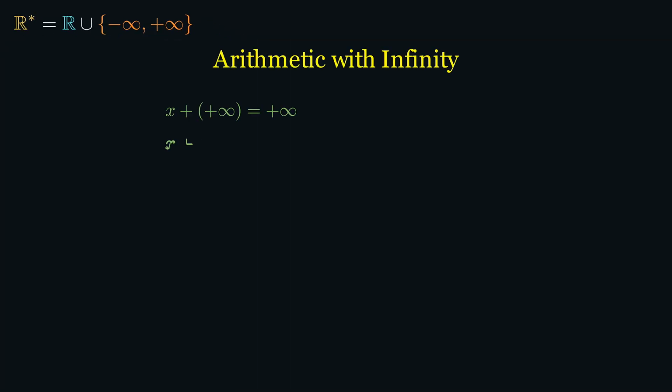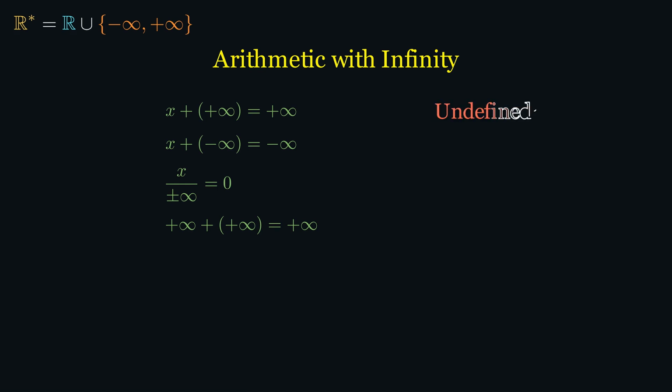We define arithmetic with infinity as you'd expect. Any finite number plus infinity is infinity. Any finite number minus infinity is negative infinity. Any finite number divided by infinity is 0. If x is positive, then x times infinity is infinity. If x is negative, then x times infinity is negative infinity. And infinity plus infinity is infinity.